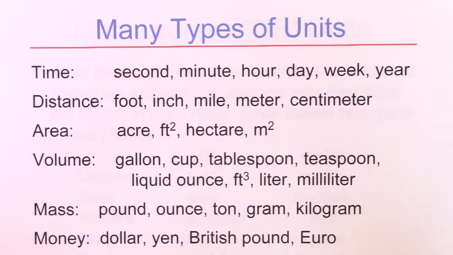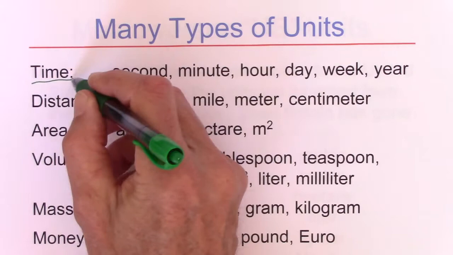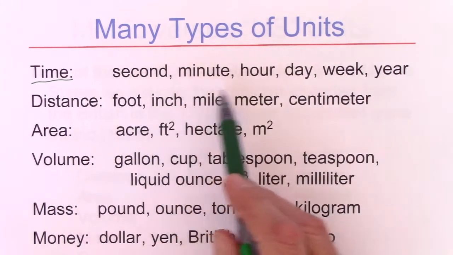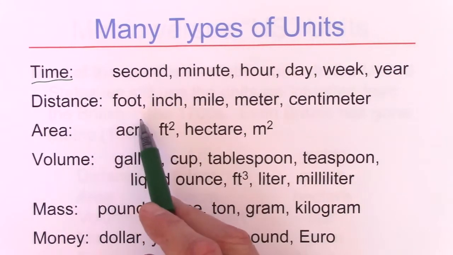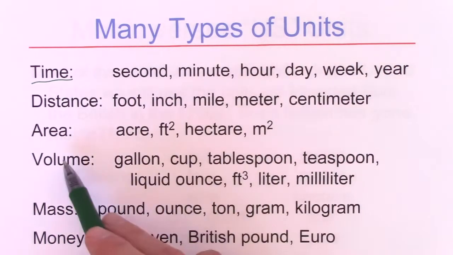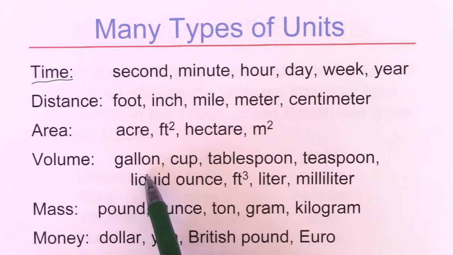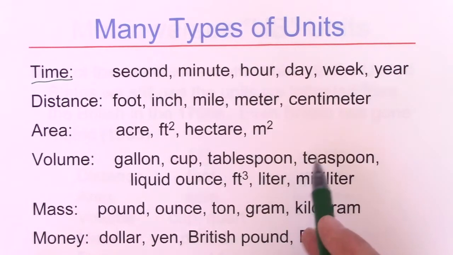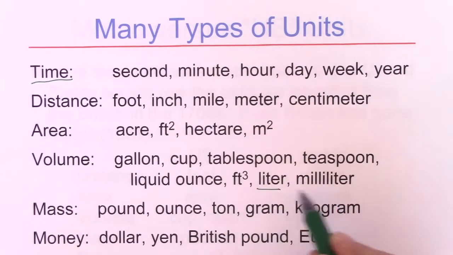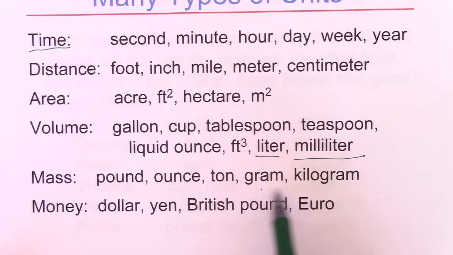So there are many different types of units, and we can group them into categories. So for example, we have units of time, and you're familiar with all of these: second, minute, hour, and so on. Distance, most of these you've encountered. Meter and centimeter are in the metric system. For area, we can have an acre, square foot. Volume, we can have gallon, cup, tablespoon. If you do any cooking, you're very familiar with these units. Also in the metric system, we have liter and milliliter. Mass or weight has units like pound, ounce, ton, gram, kilogram.